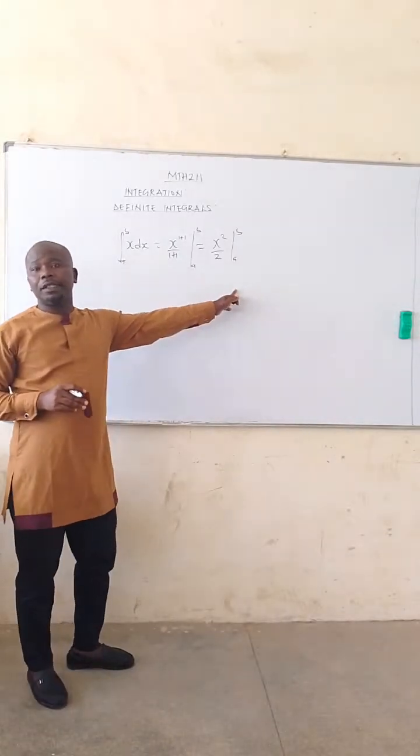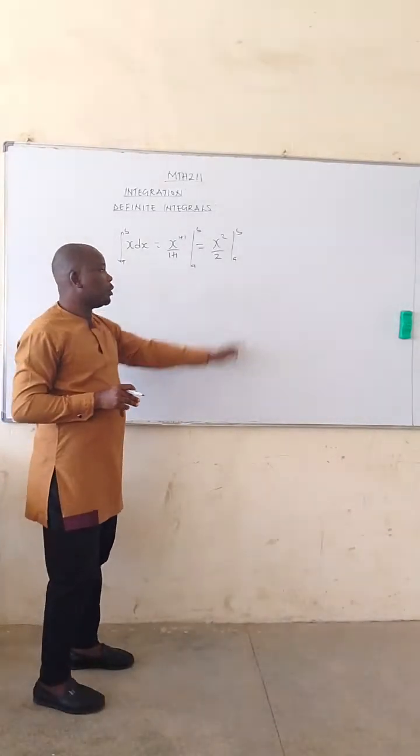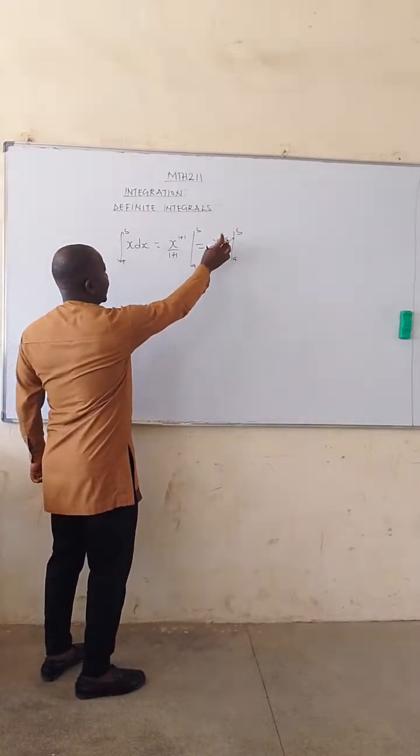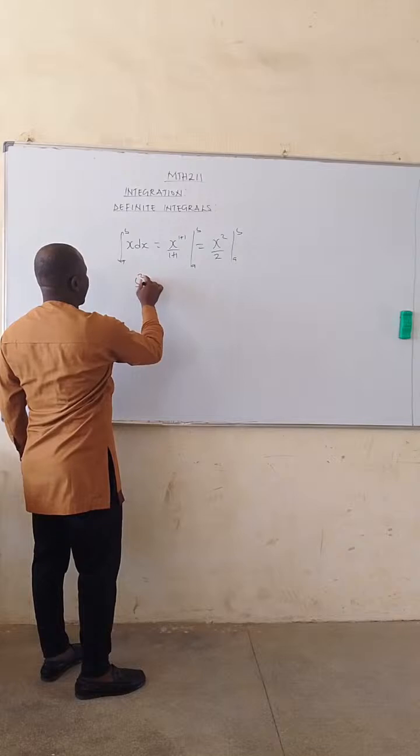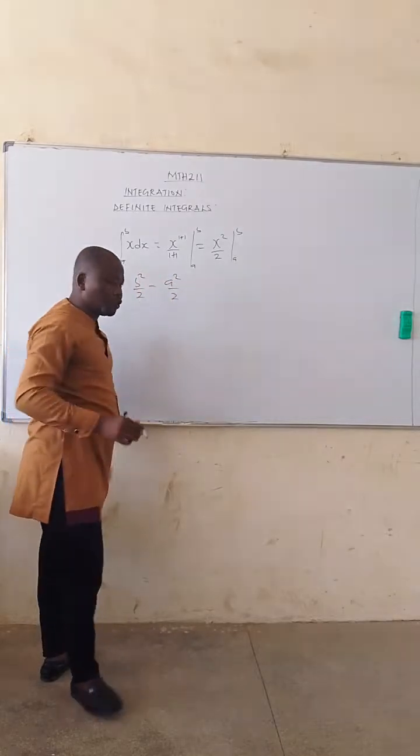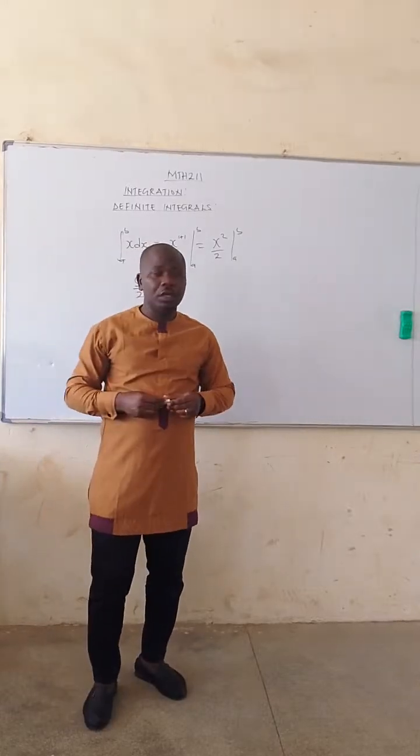Okay, so now what we need to do is substitute the lower limit from the upper limit. Amen? So anywhere we see x, we write b squared all over 2 minus a squared all over 2. You agree with me, right?